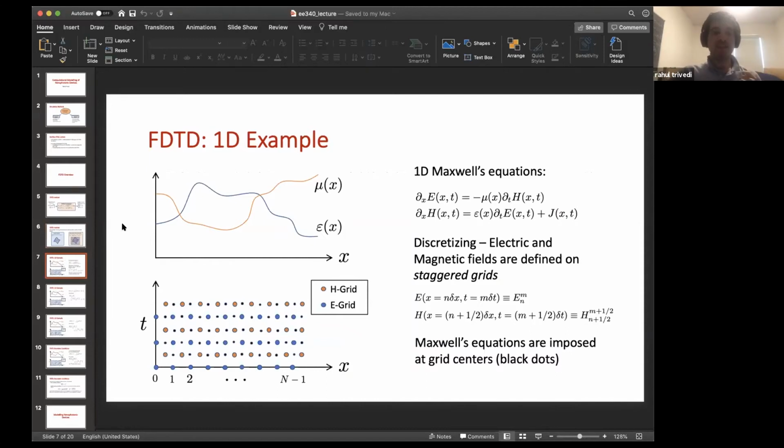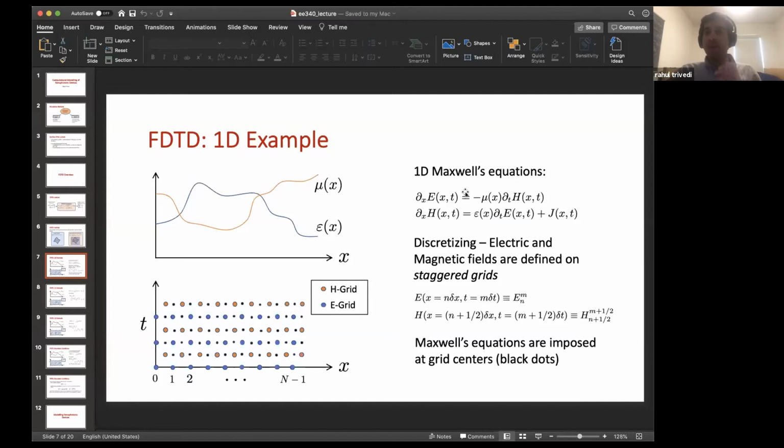In 1D, your permittivity and your permeability are functions of position, so they are functions of x. You just have one axis, x, and Maxwell's equations reduce to a simple form. Because it's 1D, you can assume, let's say, your electric field is polarized along the y-axis, and your magnetic field is polarized along the z-axis. So they're both perpendicular to the x-axis, which is the axis along which they vary. In 1D, you reduce to a simple scalar problem, and these are the two simple differential equations that we need to solve for 1D Maxwell's equations.